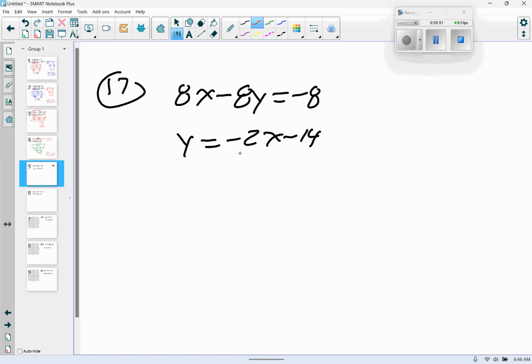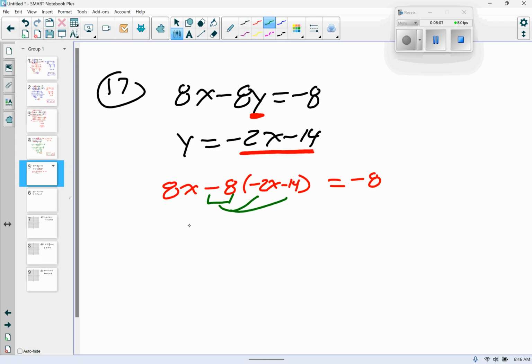Number 17, again, we're using substitution. So I'm going to take this and replace it right here. I'm going to rewrite the top equation and put a space there with parentheses. That's where y used to live. Now negative 2x minus 14 is going to go there. I'm going to distribute the negative 8 here and here.